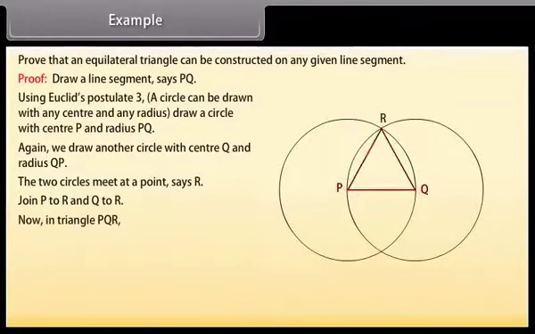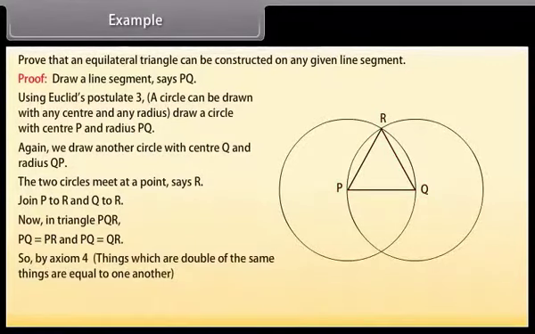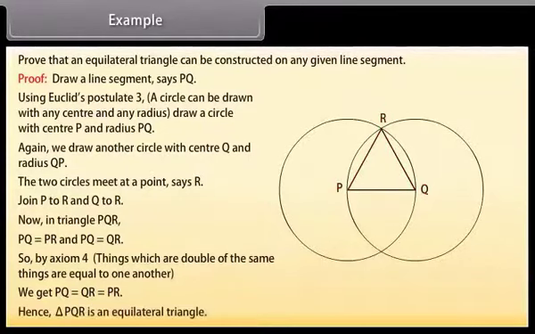Now, in triangle PQR, PQ is equal to PR and PQ is equal to QR. So, by axiom, things which are double of the same things are equal to one another. We get PQ equal to QR, which is equal to PR. Hence, triangle PQR is an equilateral triangle.